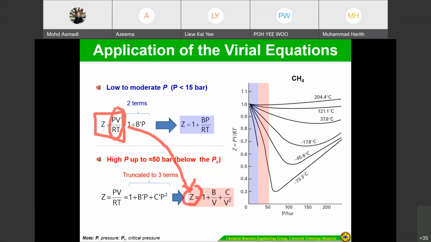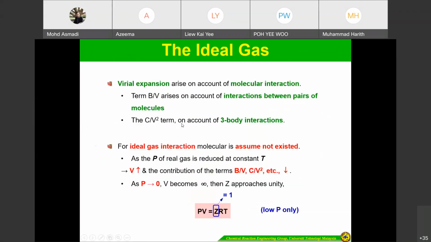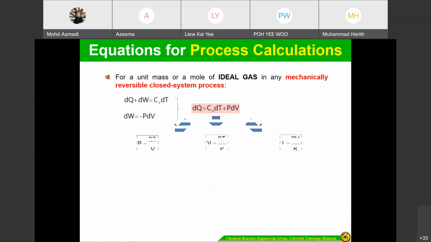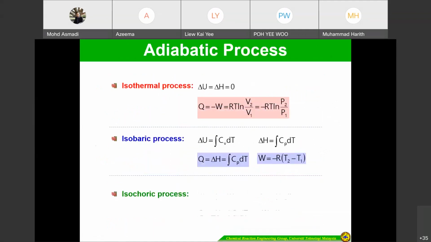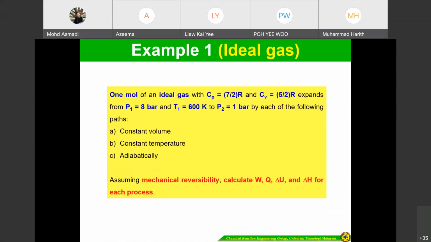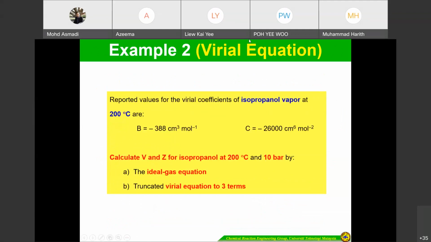Z equals 1 plus B divided by V plus C divided by V squared. So we are going to have 4 Vs. How do you calculate the volume? What do we have to do? Who can suggest? We have 4 Vs. So your equation is PV equal to RT. Any suggestion?